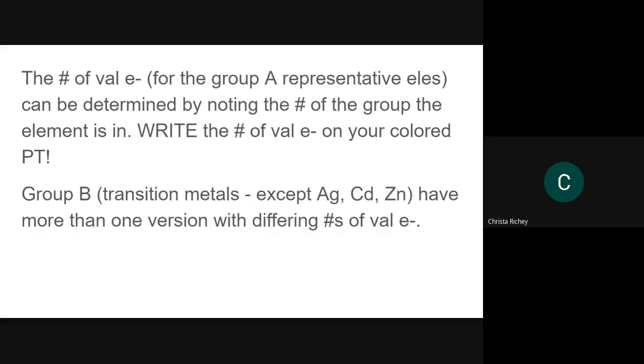Yes. Group B's are different. These guys in the middle that we put the orange lines across, if you were here, and like I said, I'm so sorry because a lot of you switched from one teacher to another. But this group in the middle, transition metals, follow a different set of rules.